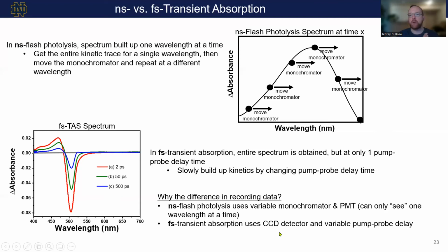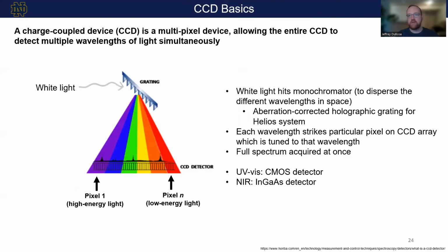Okay, I've been mentioning this CCD detector, this charge coupled device. This is essentially a multi-pixel device that allows us to detect multiple wavelengths simultaneously, right? If this is our white light probe pulse coming through, it's going to be hitting this grating, and much like a prism, it's going to spatially separate all the different wavelengths in actual distance. So we have the grating here, and at a very specific distance, we place the CCD detector, because across the CCD detector, these different pixels are responsive to different colors or different wavelengths of light, right?